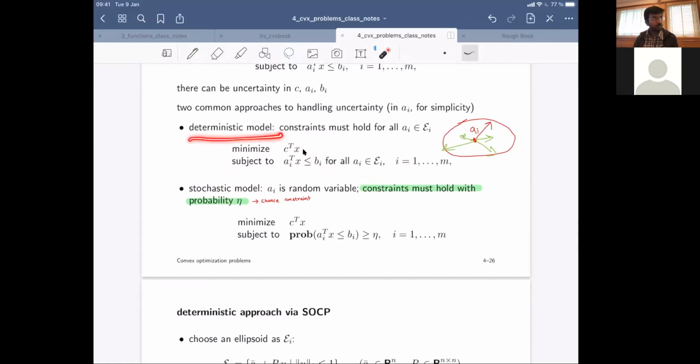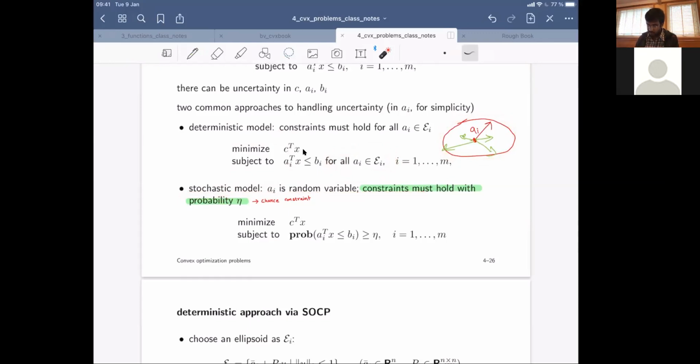One is a deterministic model, where we assume AI is inside an ellipse. But here we are not taking into account any probability distribution or randomness of AI. We are just saying that it is inside an ellipse, so it can be anywhere here. But the other thing is a stochastic model, where we bring probability. So how do you form a stochastic constraint here?